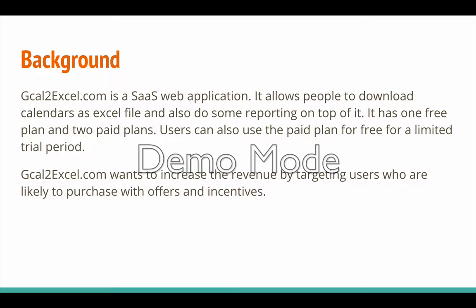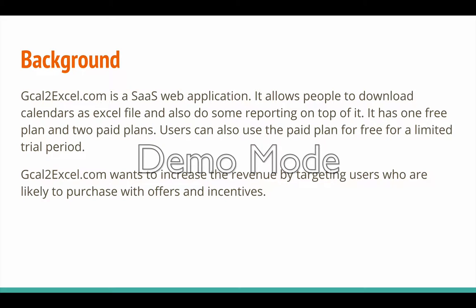So jekyll2excel.com is actually a website that I built. It's a SaaS web app. It allows people to download Google Calendars as Excel file and do some reporting on top of it. It has 2 paid plans and 1 free plan, and people can also use it for free for a limited trial period.